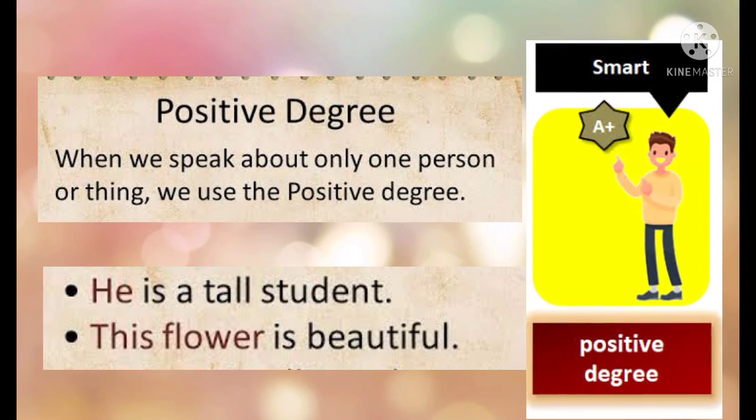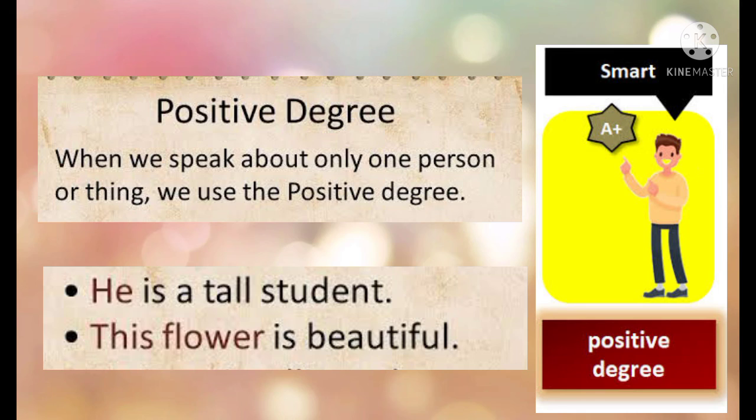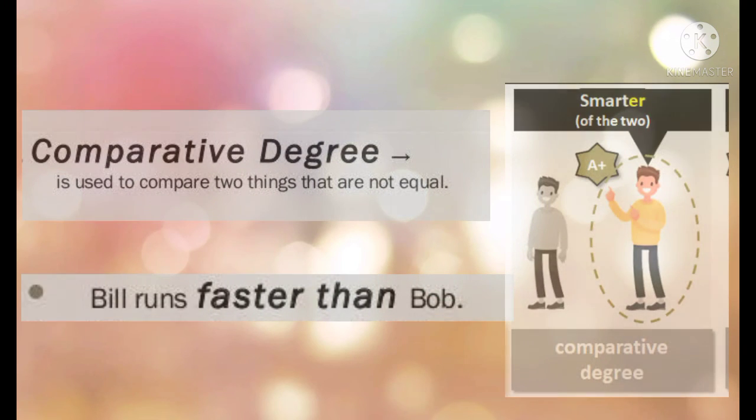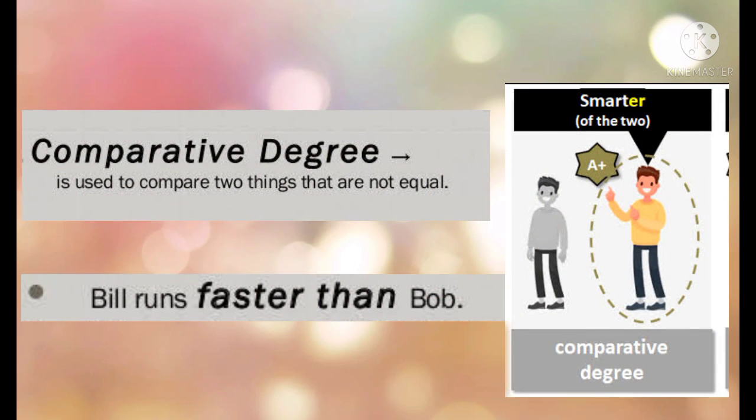Children, positive degree is used when we talk about or speak about only one person or thing. For example, he is a tall student. He is a smart boy. Now children, let us see second degree of adjective, that is comparative degree. When we compare two people or things, we use comparative degree. For example, Bill runs faster than Bob, or Rohan is smarter than Amit.